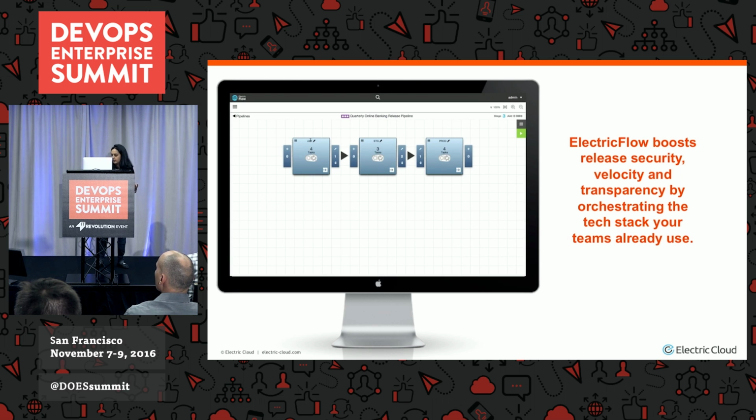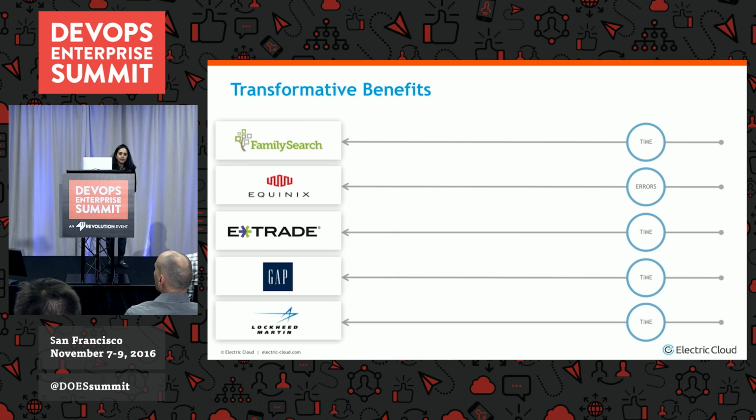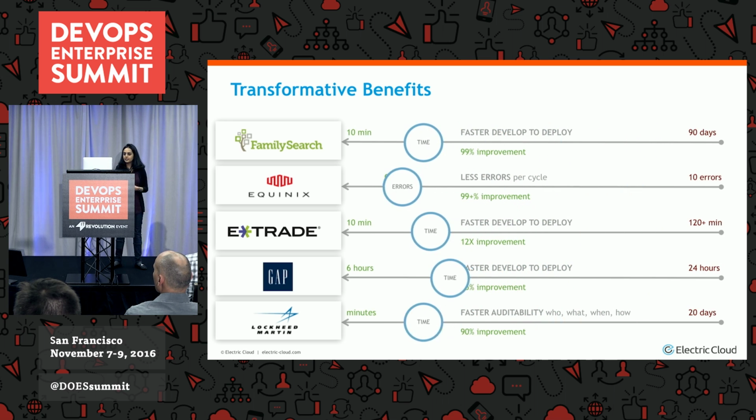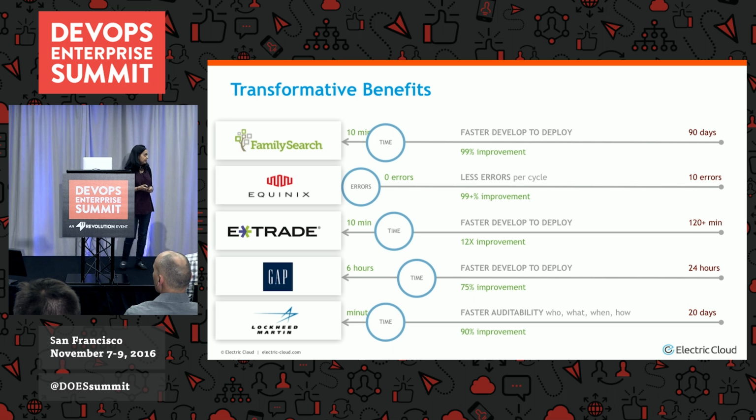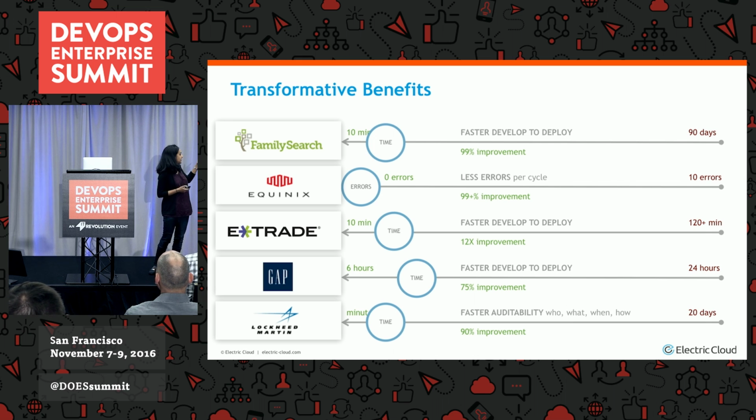A few quick numbers from some of our customers where they've seen the transformative benefits from using our product. What you see here is a pattern of faster time to deploy. Family Search, they went from 90 days to develop and deploy their applications down to 10 minutes. So that is pretty crazy, pretty cool.